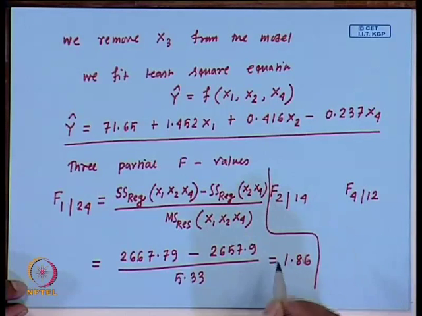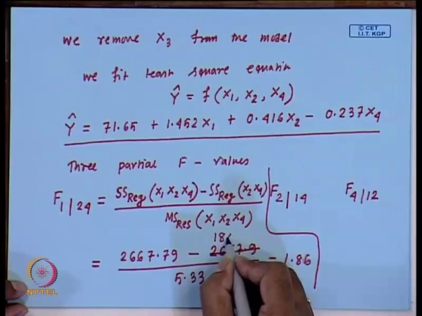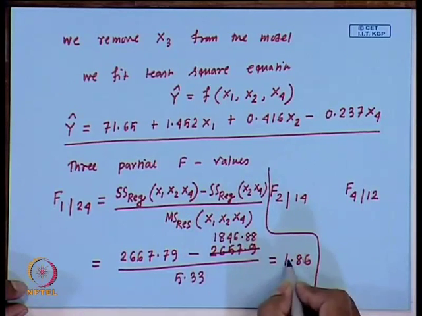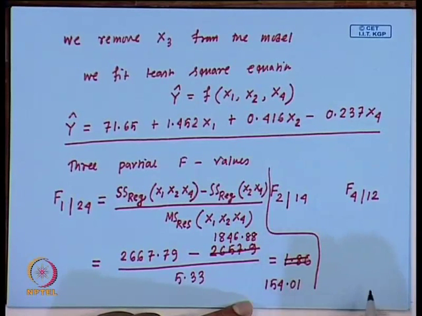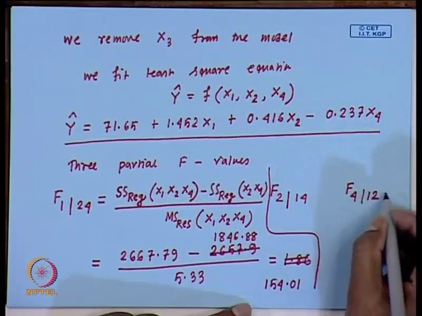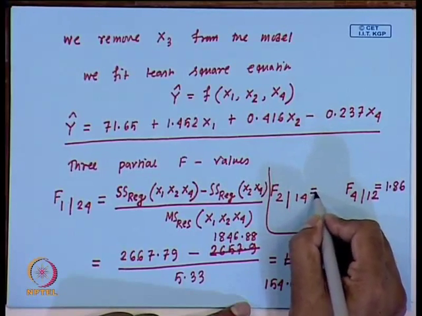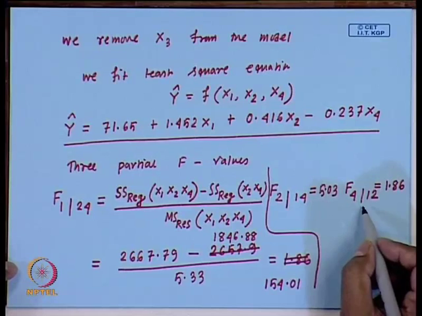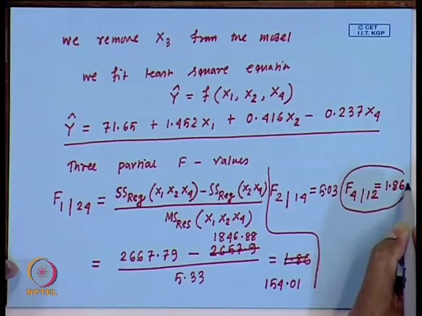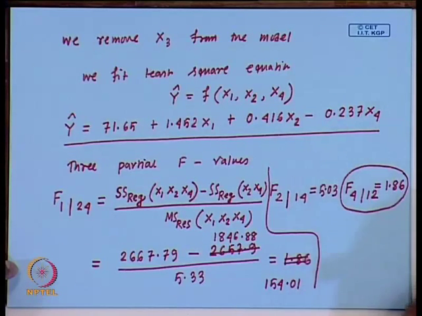No, I made a mistake here. This one is not 2657, it is 1846.88. The final value here is equal to 154.01, right. Now, you can check that the value of this partial F statistic is equal to 1.86. The value of this partial F statistic is equal to 5.03. So, the smallest partial F value is this one. That means, if this F is less than the tabulated value, then we are going to remove x4 from the model, because this partial F statistic is associated with x4, right.